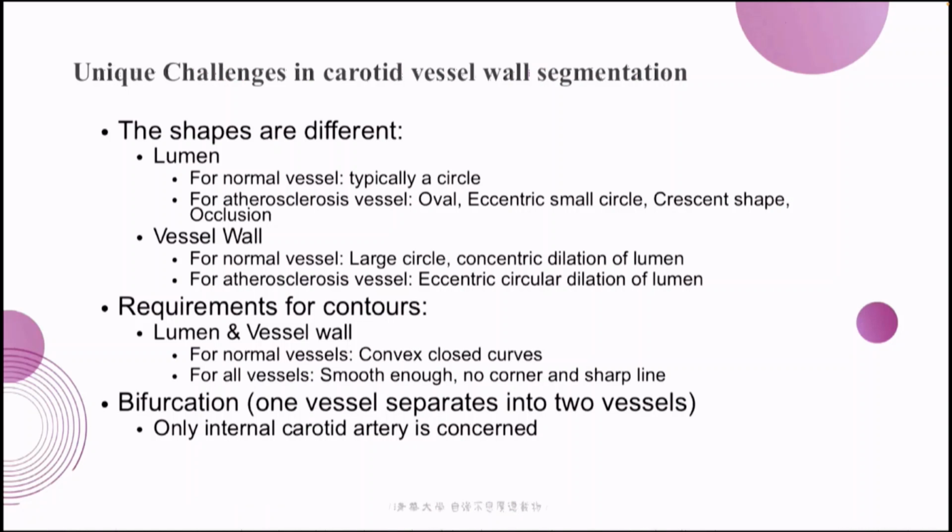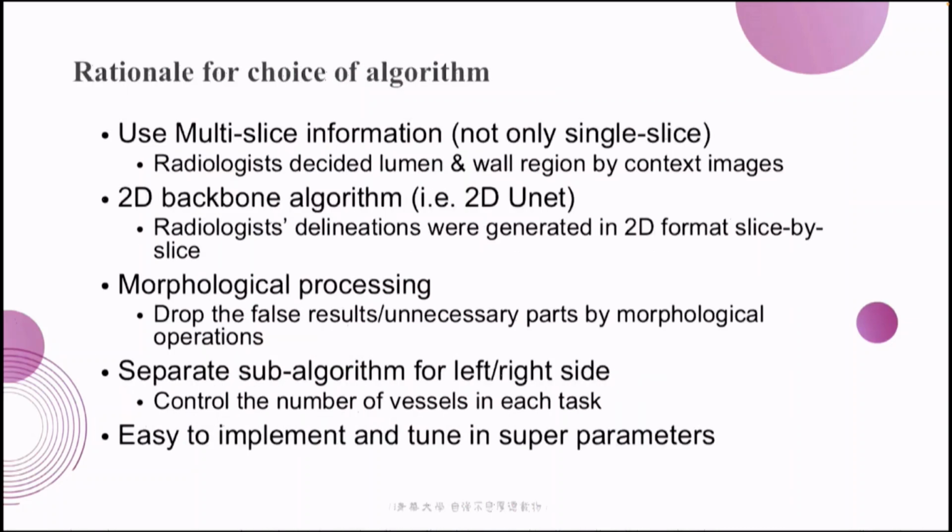Second, in terms of the smooth and pipe-like nature of the carotid artery, the lumen and wall segmentation should have a smooth enough shape. For normal vessels, the lumen and the vessel wall have contours of convex closed curves. Another challenge is that only the internal arteries were delineated in this challenge. Thus, some false results, like the area of external carotid arteries, may occur. The choice of algorithm was considered for these reasons.